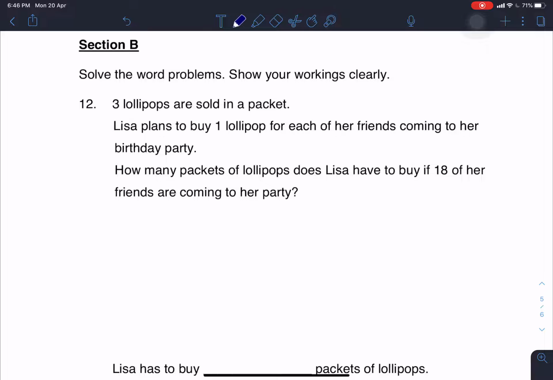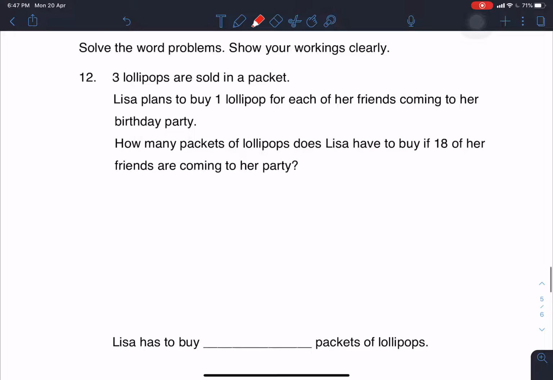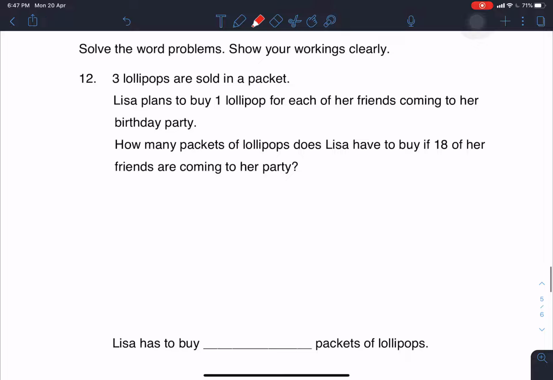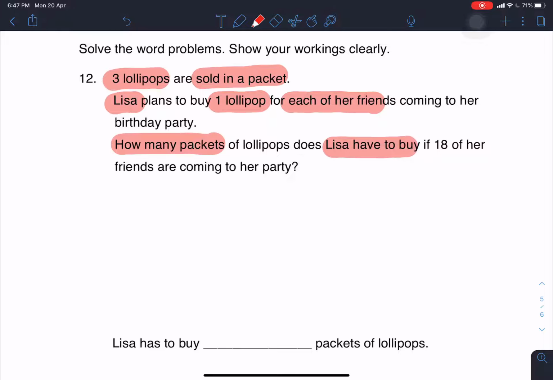Okay, section B. Solve the word problems and show your workings clearly. 3 lollipops are sold in a packet. Lisa plans to buy 1 lollipop for each of her friends coming to her birthday party. How many packets of lollipops does Lisa have to buy if 18 of her friends are coming?